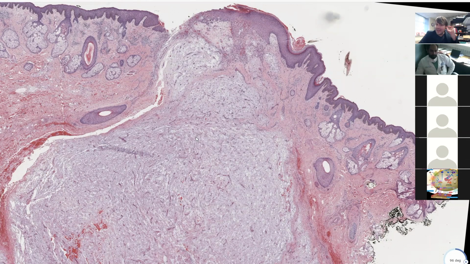So the ear, the eyelid, and the nipple. Those are 3 sites that for some reason tend to have a predilection in Carney complex.